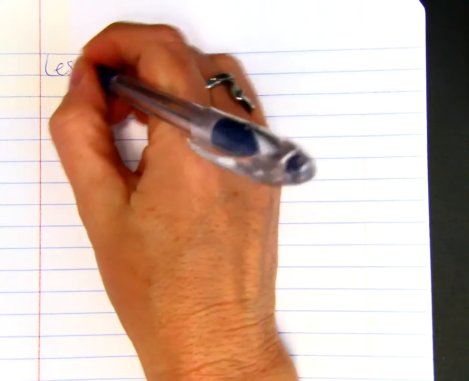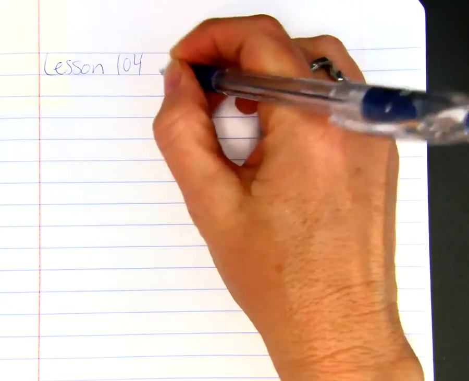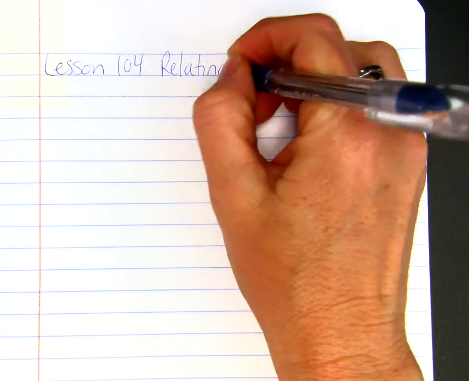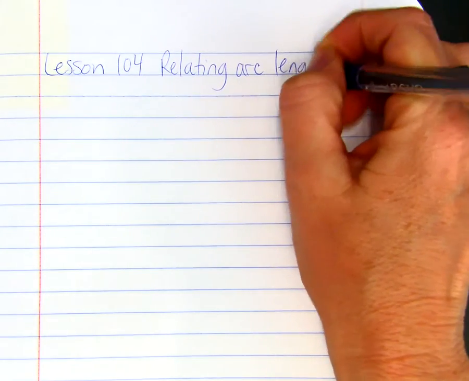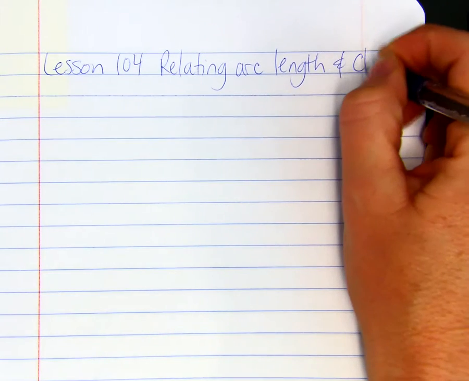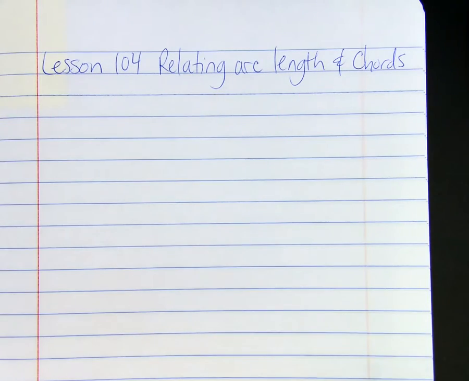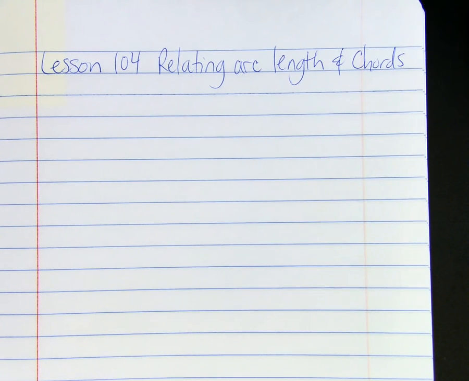Lesson 104, relating arc lengths and chords. In the same or congruent circles, congruent arcs have congruent chords, and congruent chords have congruent arcs. So we're going to write that, and then I'll draw a picture and show you what I mean.